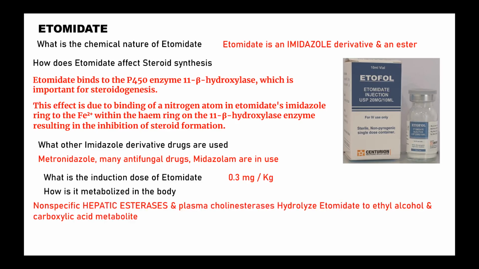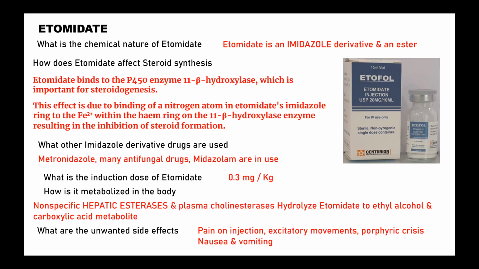It is very non-specific, but hepatic esterases and plasma cholinesterases hydrolyze etomidate to ethyl alcohol and a carboxylic acid metabolite. What are the unwanted side effects of etomidate? Myoclonus, pain on injection, adrenocortical inhibition, respiratory movements, nausea and vomiting.